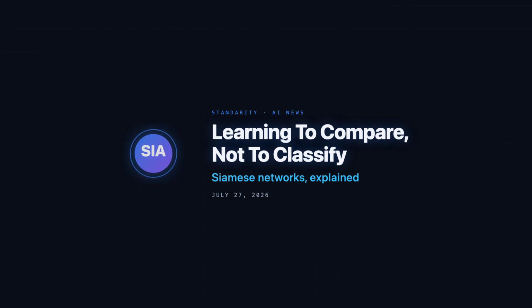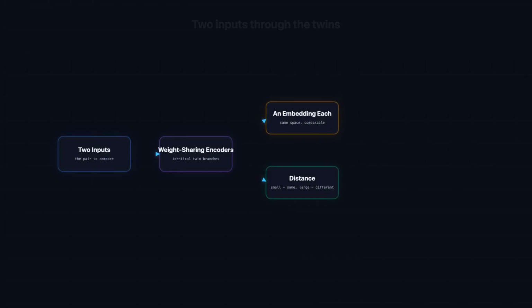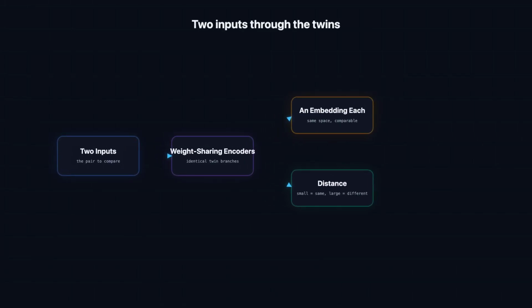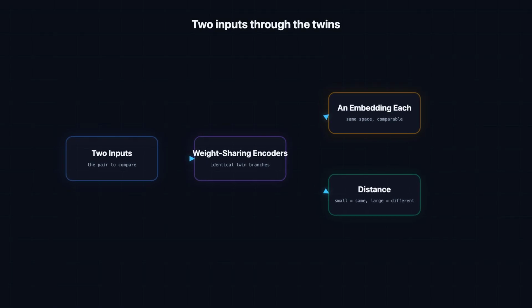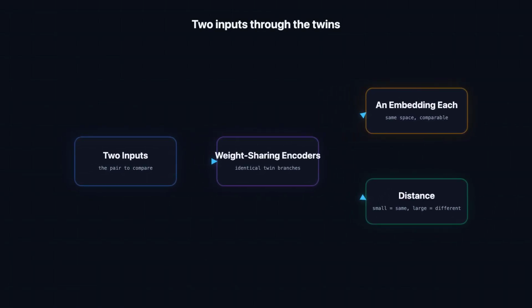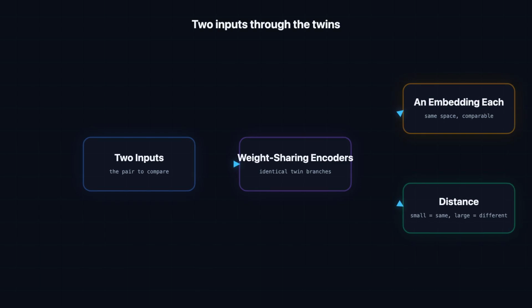A Siamese network flips the whole framing. Instead of learning categories, it learns a general sense of similarity. Let me walk you through how two identical branches make that possible. The name comes from twins, and the architecture really earns it. Follow the pair of inputs through the setup, one stage at a time.